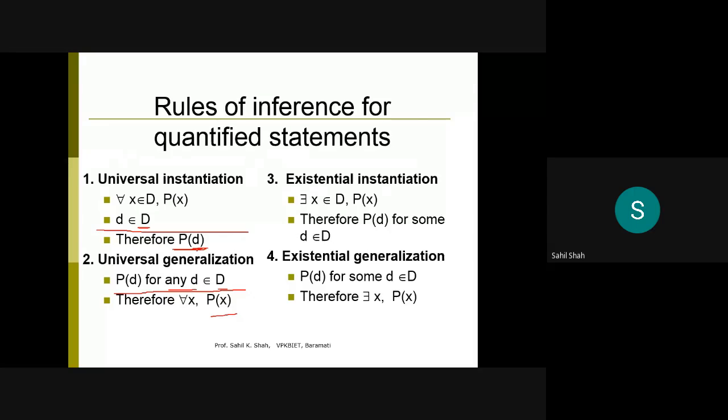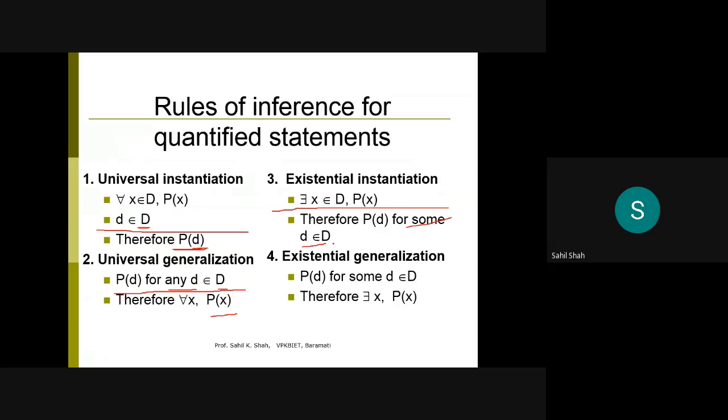Reverse of this. Meaning is self-explanatory. Third one, existential instantiation. If there exists x belongs to D such that P of x is true, your conclusion will be P of d for some value of d will be true. It is not true for all values.